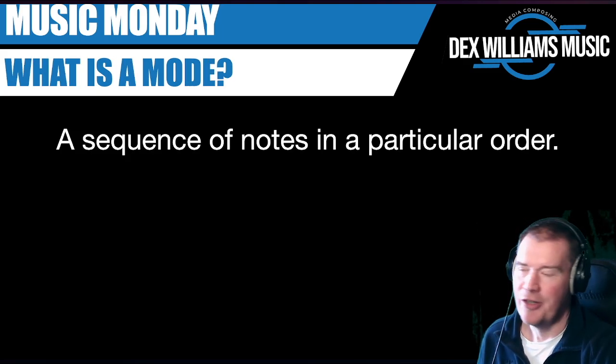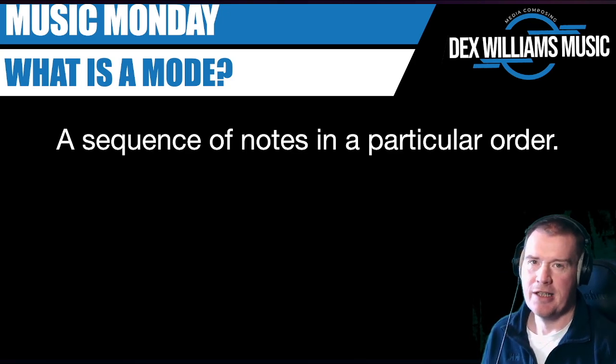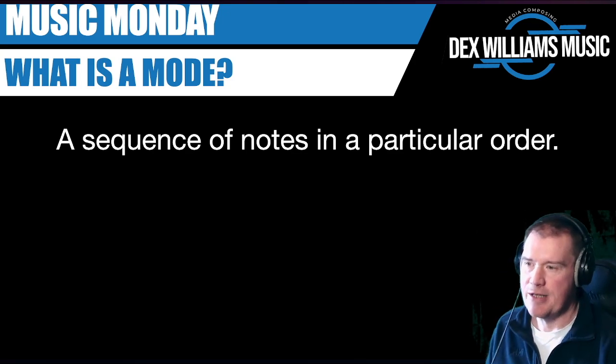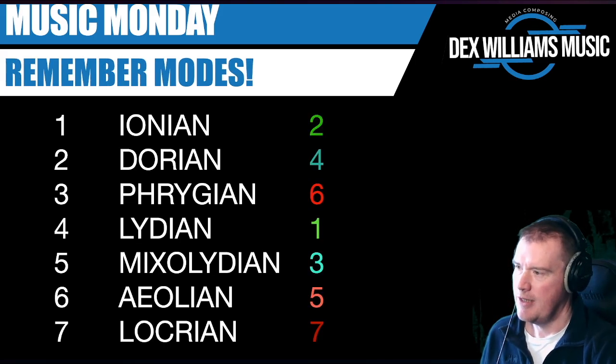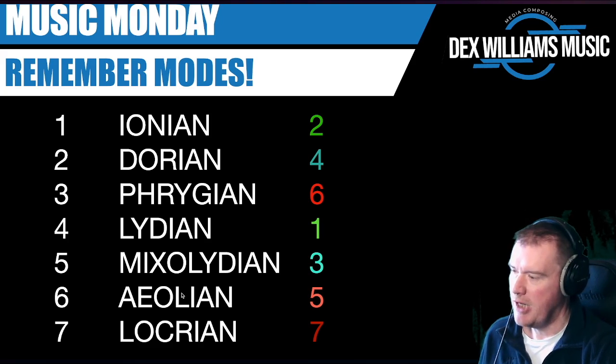So let's crack on. Just a reminder, a mode is just a sequence of notes in a particular order. So the major scale is a sequence in a particular order. The minor scale, again, is a particular mode. Now, we also have these Greek names for the modes. Ionian is basically the major scale, and Aeolian down at position number 6 is the minor scale.